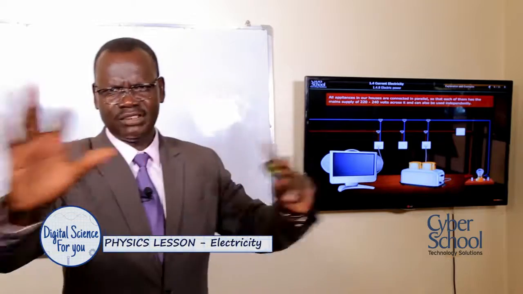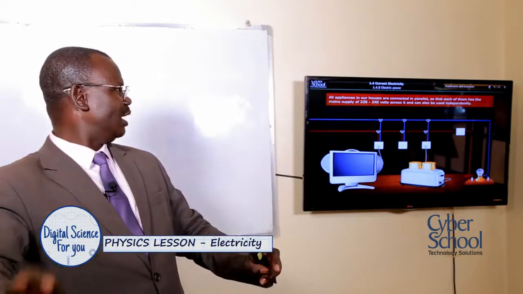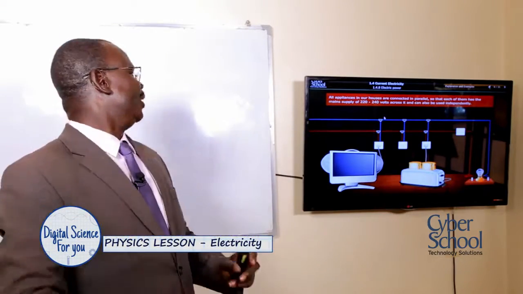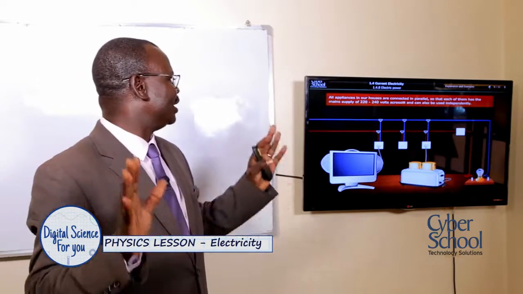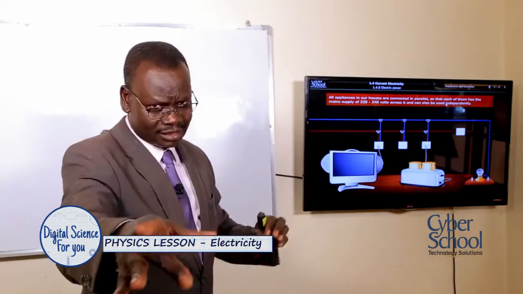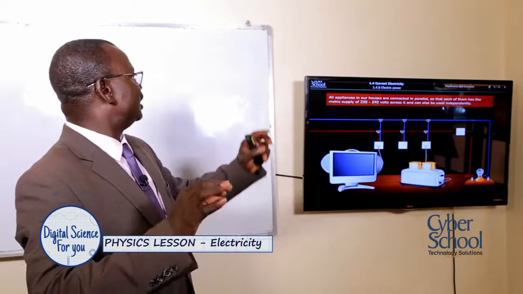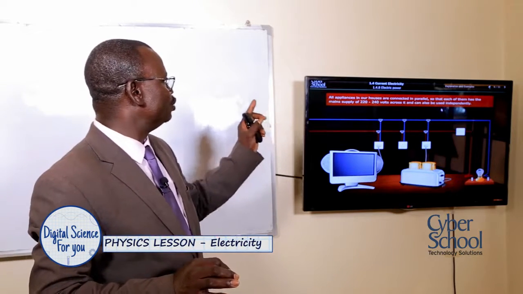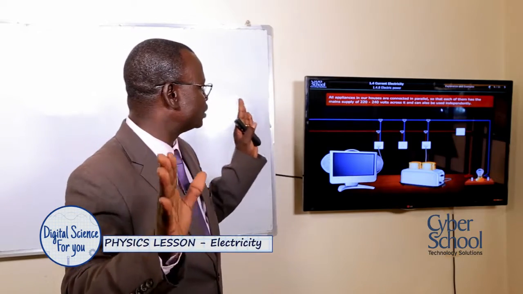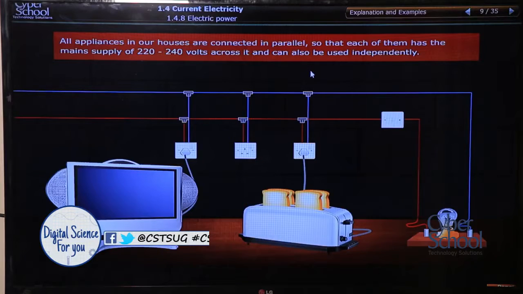Let's read that statement. Very short. We read it together. 1, 2, 3, we go. All appliances in our house are connected in parallel. That's the concept we have been reading. What's the reason? So that each one of them will have 220 to 240 volts across each and every appliance. That's a very important physics concept, and it's applied here. All of them are connected in parallel.